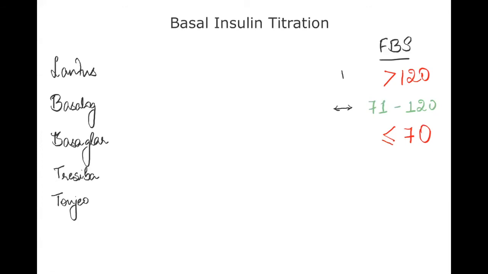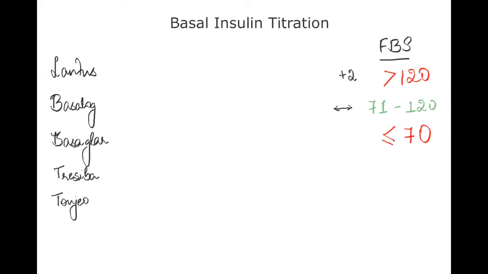So when you check your sugar, if your fasting is still high, that means the amount of insulin you're taking is not enough. So what you do is add 2 units to your current dosage. So if you're taking 14 units, make it 16. Or if you're taking 34, you make it 36. You get the idea.